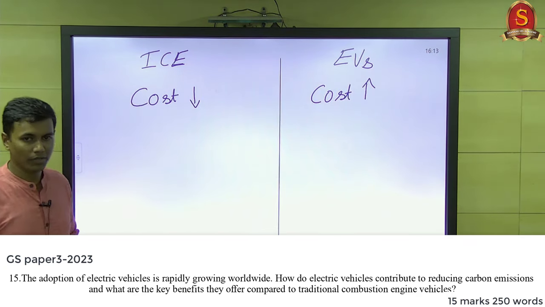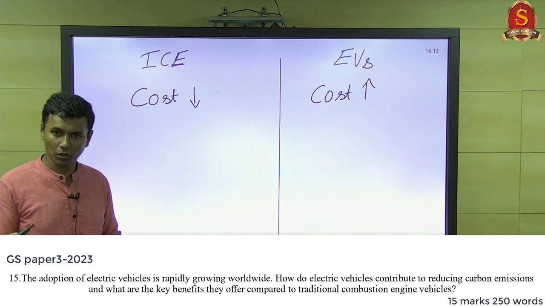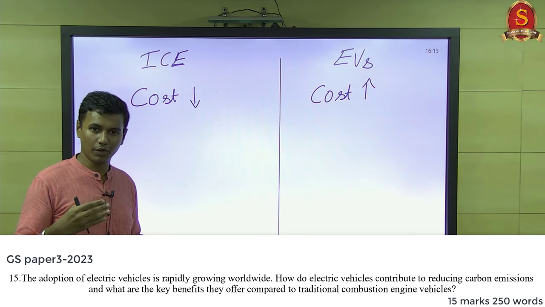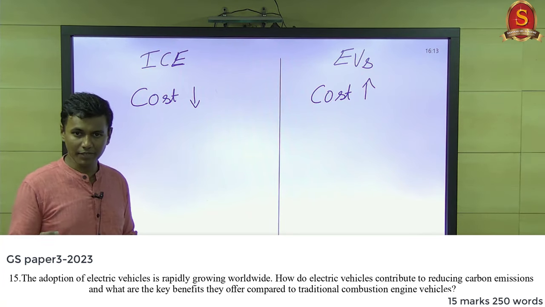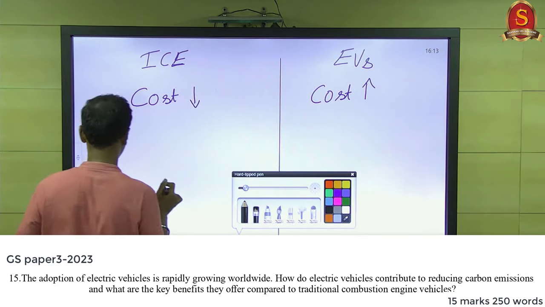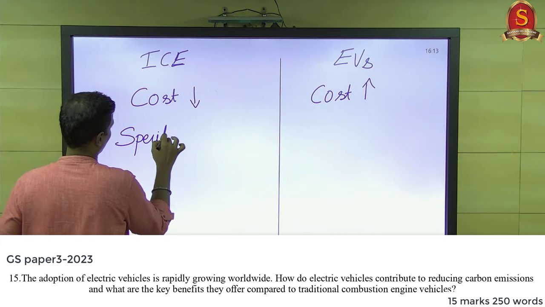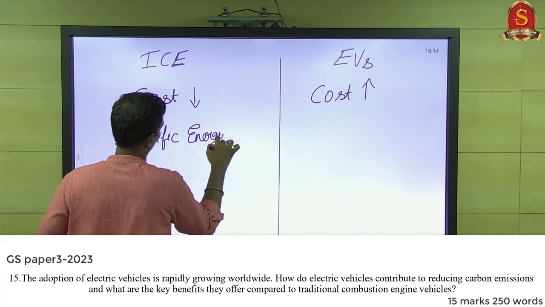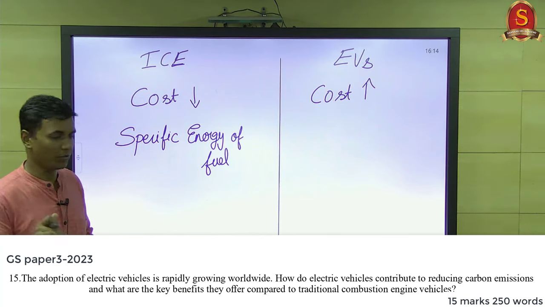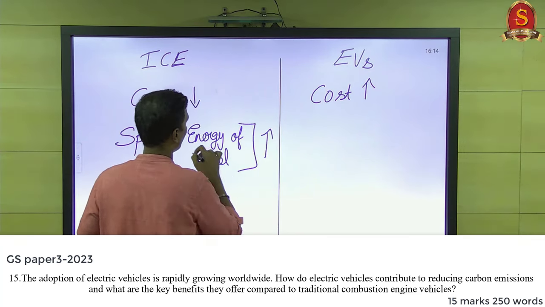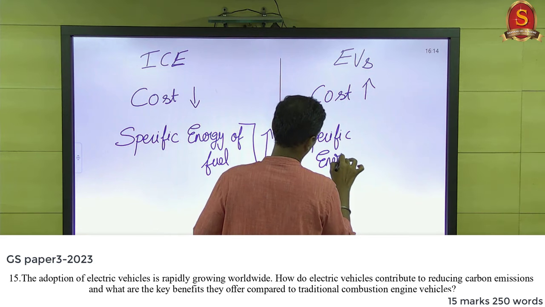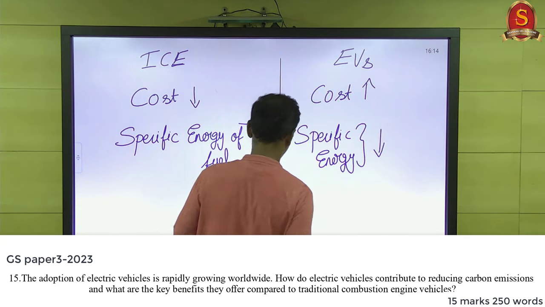If you are looking for a good electric vehicle with at least a 500 kilometer range, minimum, you have to spend around 20 lakh rupees at least. Tata Nexon, for example. Whereas internal combustion engines are reliable and they have been in the market for a very long time. They have competitive pricing. Starting from 4-5 lakh, you have internal combustion engines. Next one. When we talk about specific energy of fuel, how much energy can be derived from 1 kilogram of fuel? In that case, specific energy of fuel is high for internal combustion engines, whereas specific energy will be low for electric vehicles.